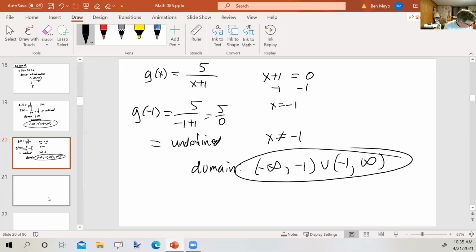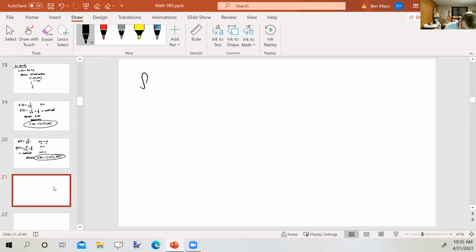Let's take a look at this example. F of x equals x squared. Well, if we take any real number and square it, we still get a real number. 0 squared is 0. We're not dividing by 0 here. So here your domain would be all real numbers, no restrictions.